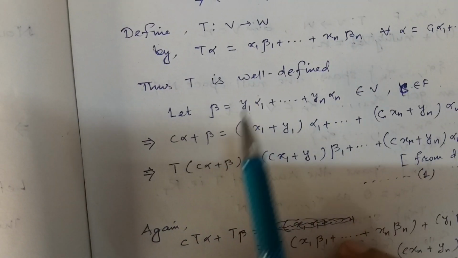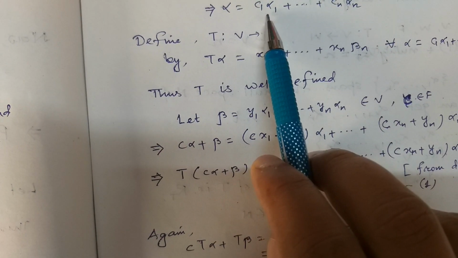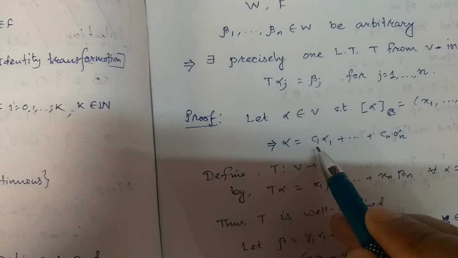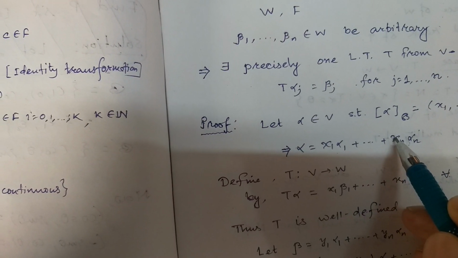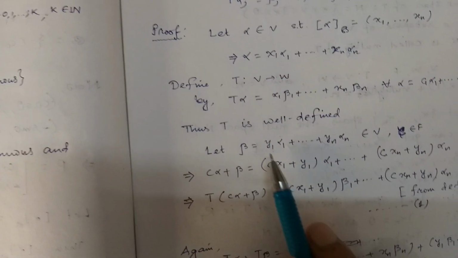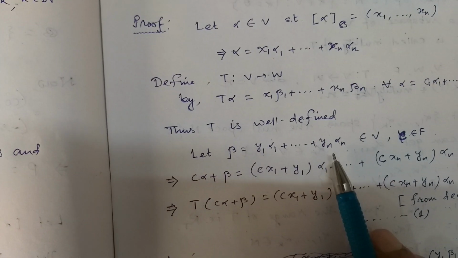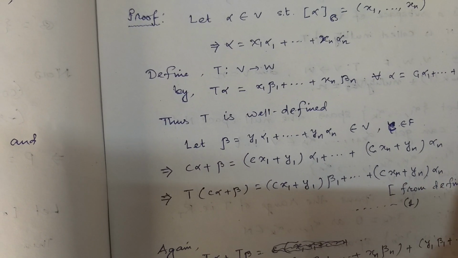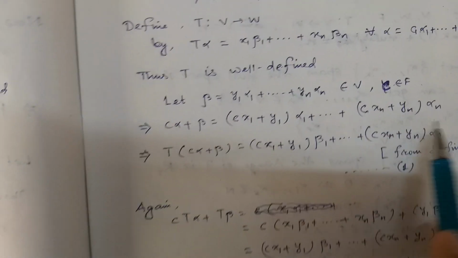So c alpha plus beta will be c x1... I have made a mistake. This is x1, xn. So it is cx1 plus y1 into alpha 1 plus dot dot dot cxn plus yn into alpha n. This is again an element of V because it is a linear combination of alpha 1, alpha 2, alpha n.